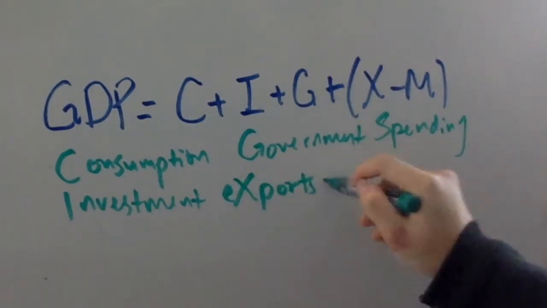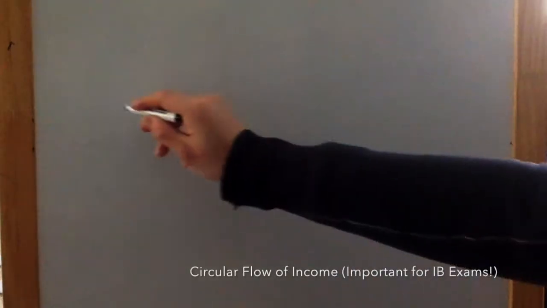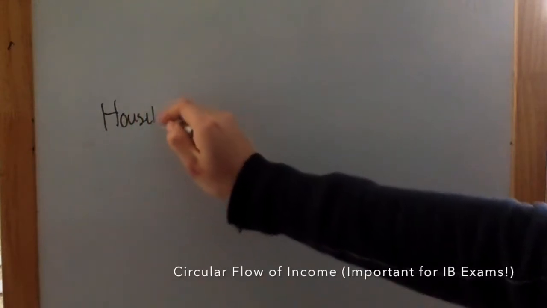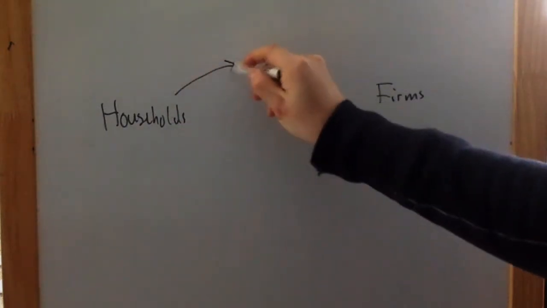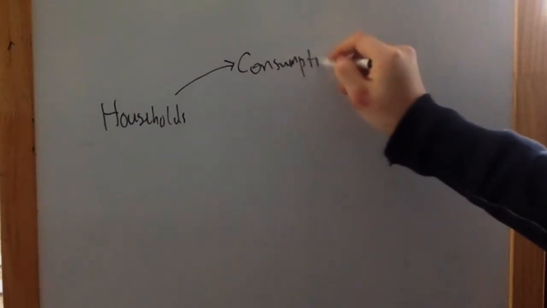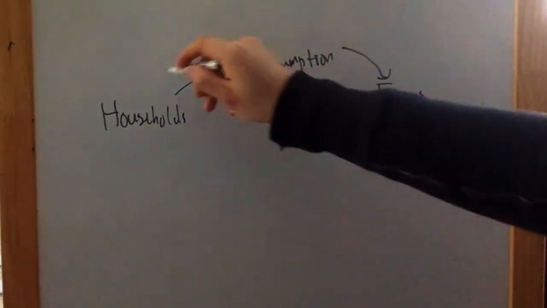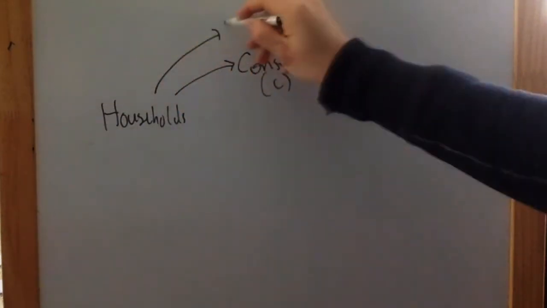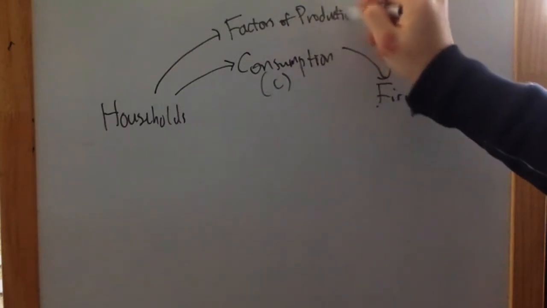How do these factors fit into the economy? Well, for that, we have to look at the circular flow of income. So if we look at the relationship between firms and households, we can see that firms provide households with goods and services. In exchange for that, households give firms money, which is known as consumption, the C component of GDP. For firms to produce goods, households provide firms with the factors of production, while firms give households wages in return.